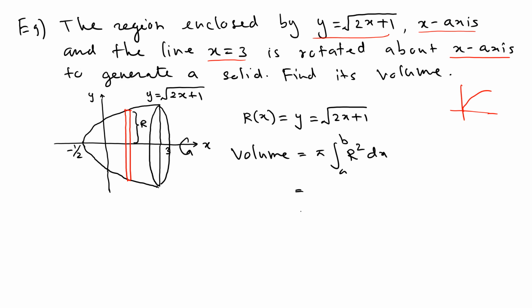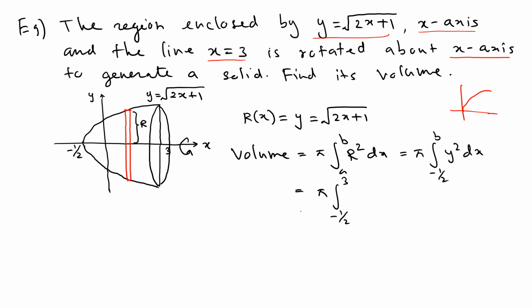So we can plug in here pi, integral from a to b. A is the starting value. You can see that it's negative 1/2. That's the starting value, and go all the way up to 3. And r is equal to the y coordinate, so this is pi times the integral from negative 1/2 to 3 of y squared dx.